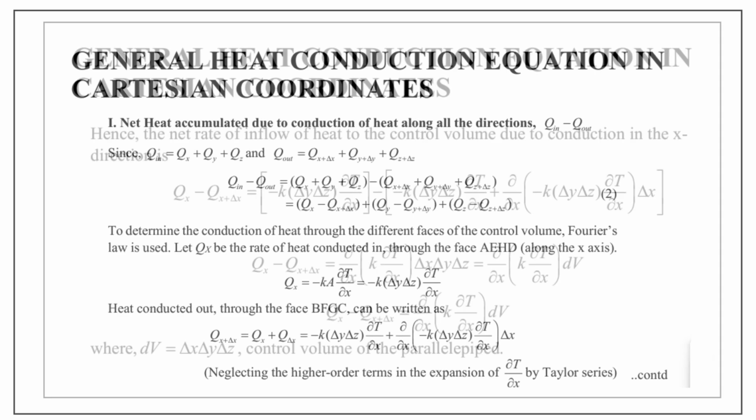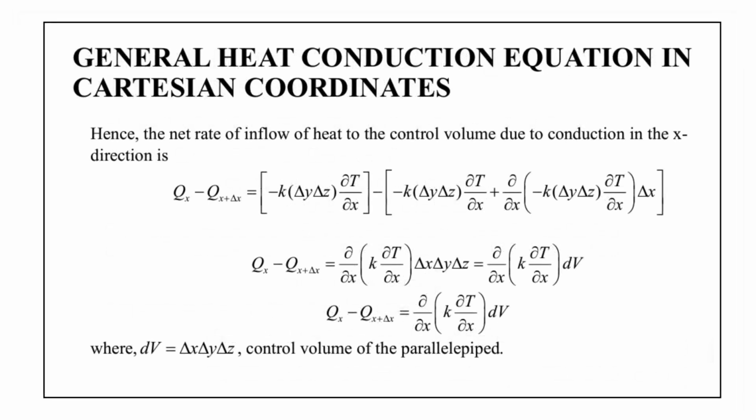Moving to next slide. Net rate of inflow of heat in the x direction. Qx in minus Qx out equals k times Ay times Az times partial squared T by partial x squared times delta x. Let the control volume dV equal delta x times delta y times delta z.